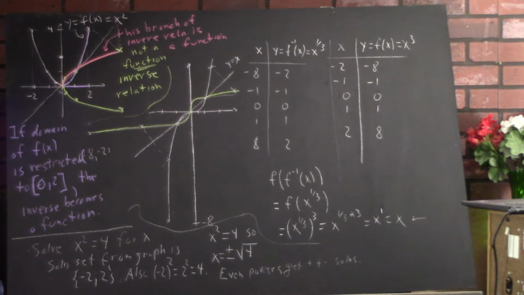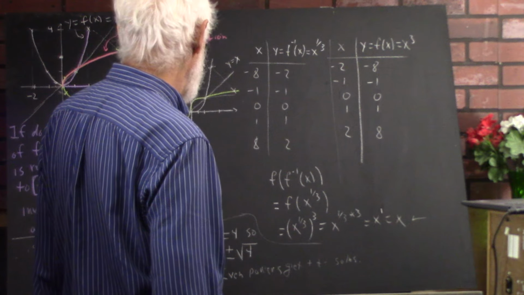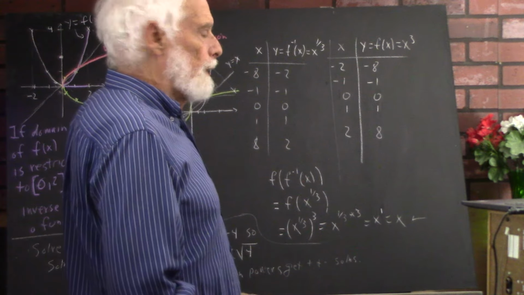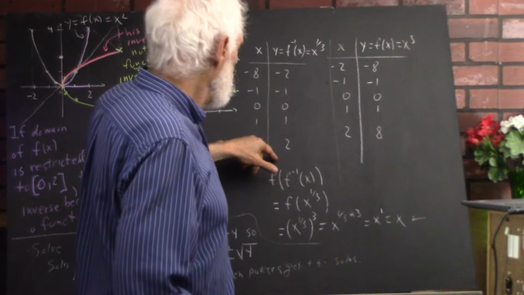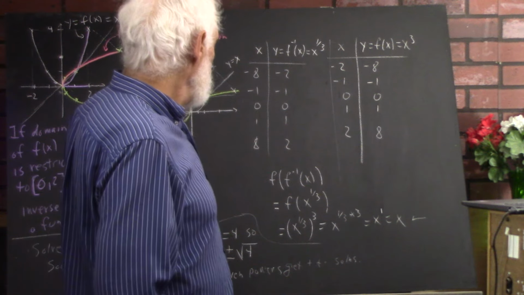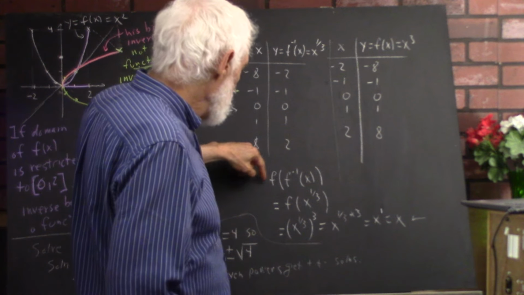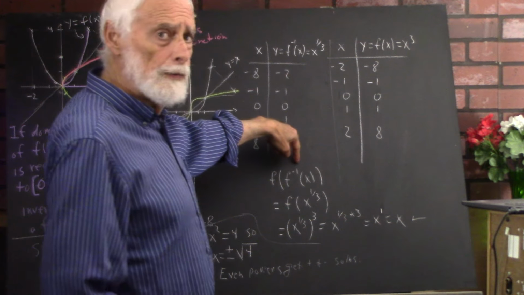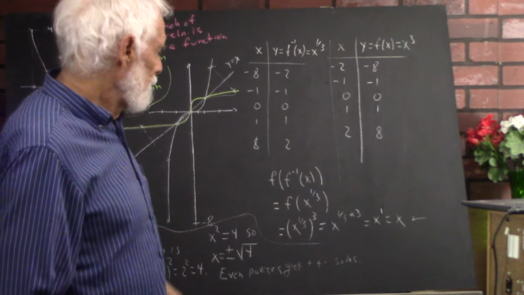Okay, we went on to beat this x cubed function to death by writing its table and writing the table of the inverse by inverting, and also by confirming that f of f inverse of x composed with f inverse of x gives you x. And that's very simple.